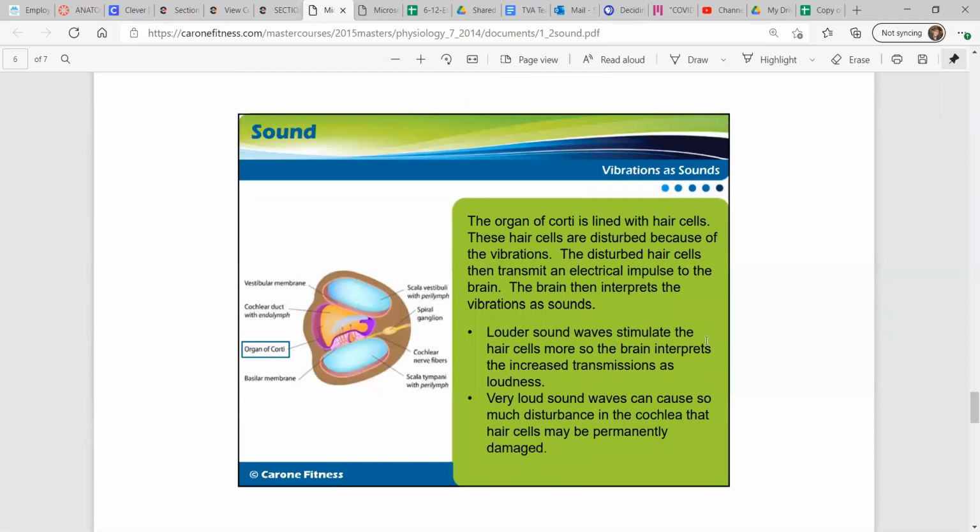The organ of Corti is lined with hair cells, and these hair cells are disturbed because of the vibrations. The disturbed hair cells then transmit an electrical impulse to the brain. The brain then interprets the vibrations as sounds. Louder sound waves stimulate the hair cells more, so the brain interprets the increased transmissions as loudness. And very loud sound waves can cause so much disturbance in the cochlea that hair cells may be permanently damaged.